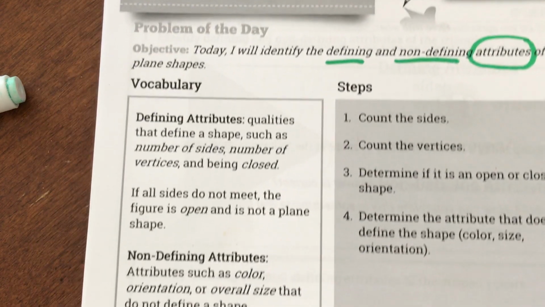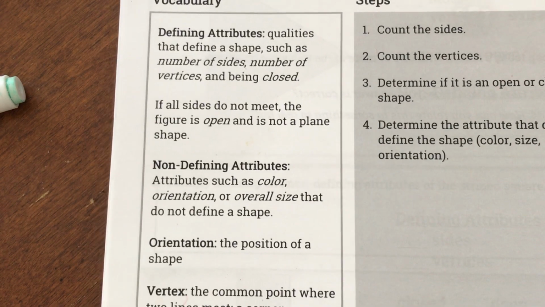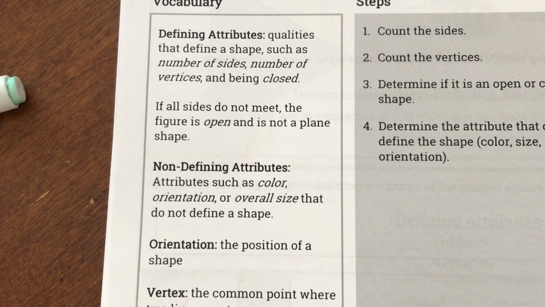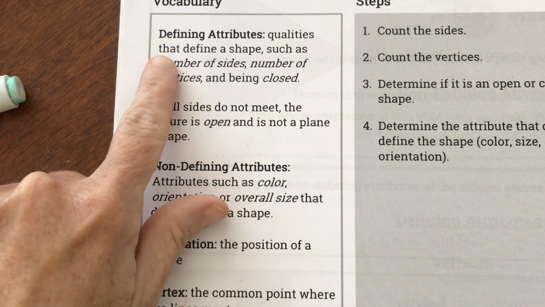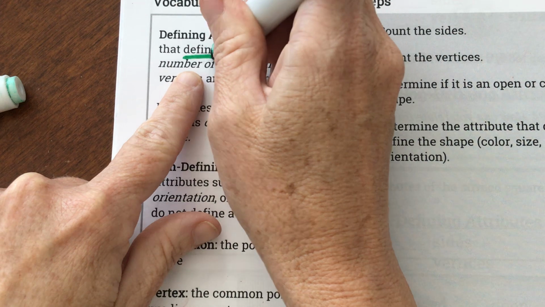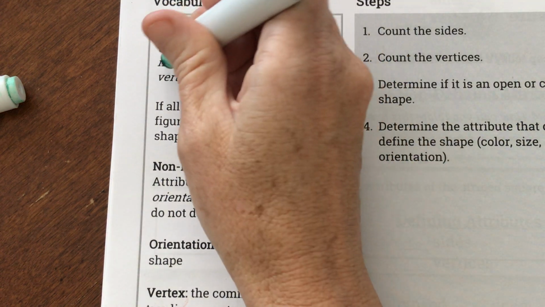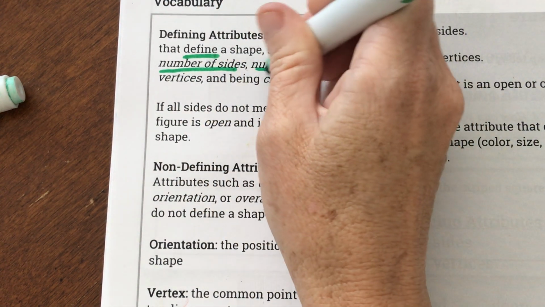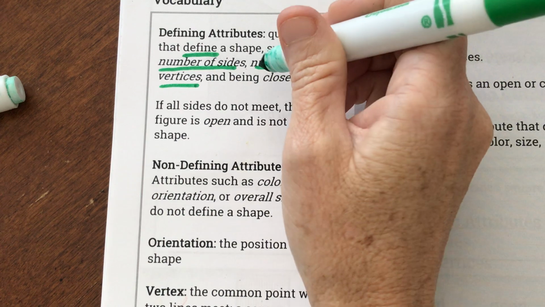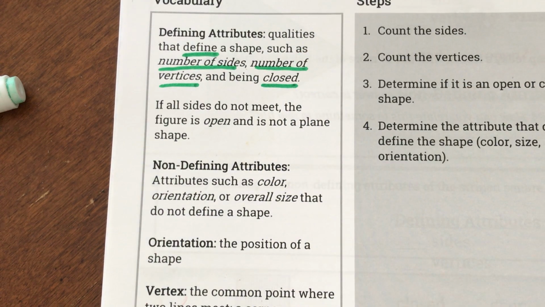Okay, so just a quick reminder, boys and girls. Remember, our defining attributes are qualities that define a shape. They help us figure out what shape we're talking about. So we have number of sides, number of vertices, and is it closed or open? And those are what help us, again, define or figure out the shape.